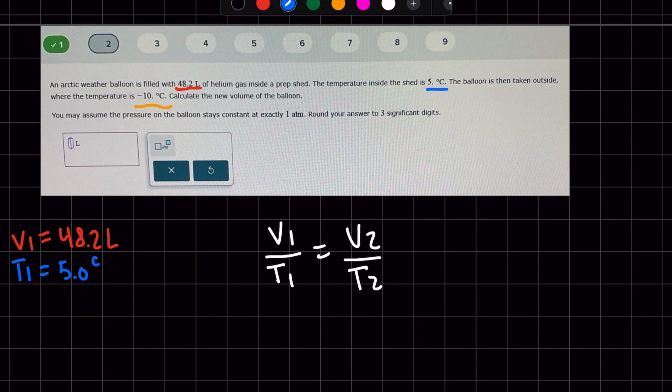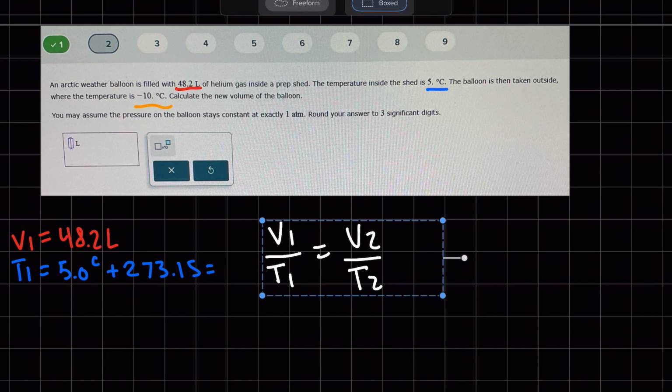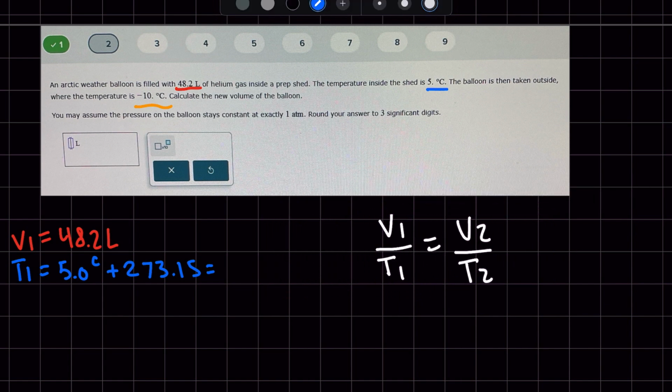And for these equations, we can't actually use Celsius. So what we have to do is convert that to kelvins. In order to convert that to kelvins, all we have to do is just add 273.15 to that 5 degrees Celsius. So we add 273.15. That gives us 278.15. So we have our initial temperature of 278.15, which is in kelvins.